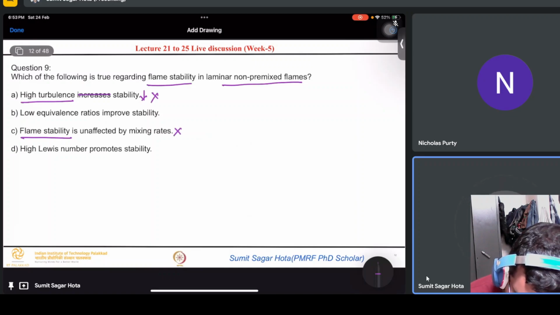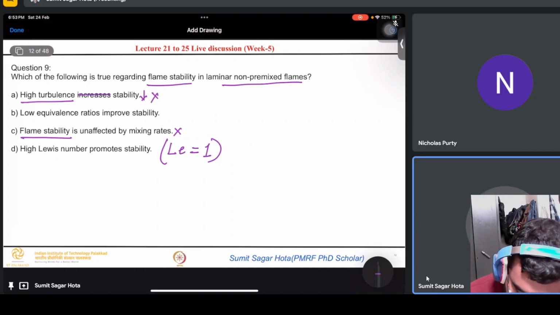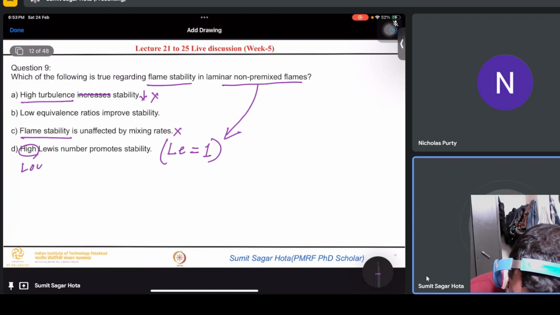High Lewis number promotes stability. Always remember, in 99% of cases we take the Lewis number equal to 1. There is no high or low concept for the Lewis number. For the laminar non-premixed flame, in 99% of cases we take Lewis number 1, or sometimes less than 1. It cannot be more than 1. Maybe in a turbulent case you can expect greater than 1. So high Lewis number is a wrong option, and this is also a wrong option.